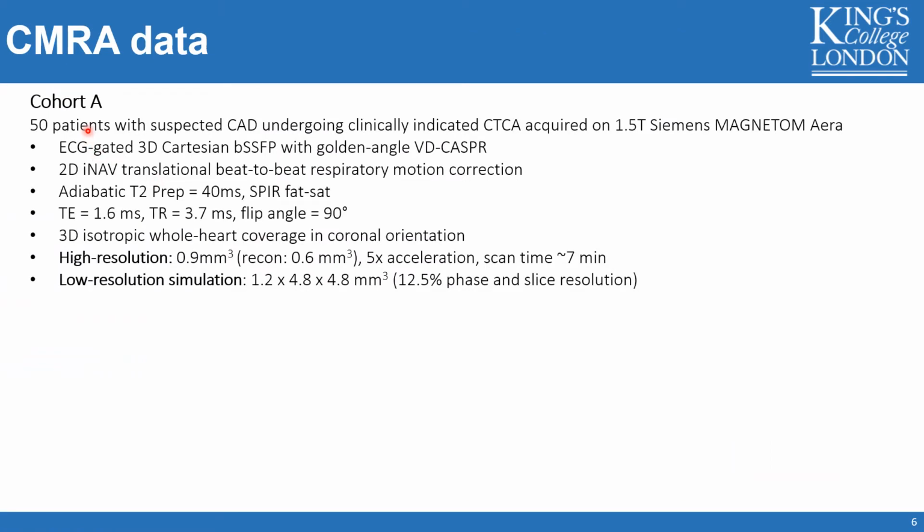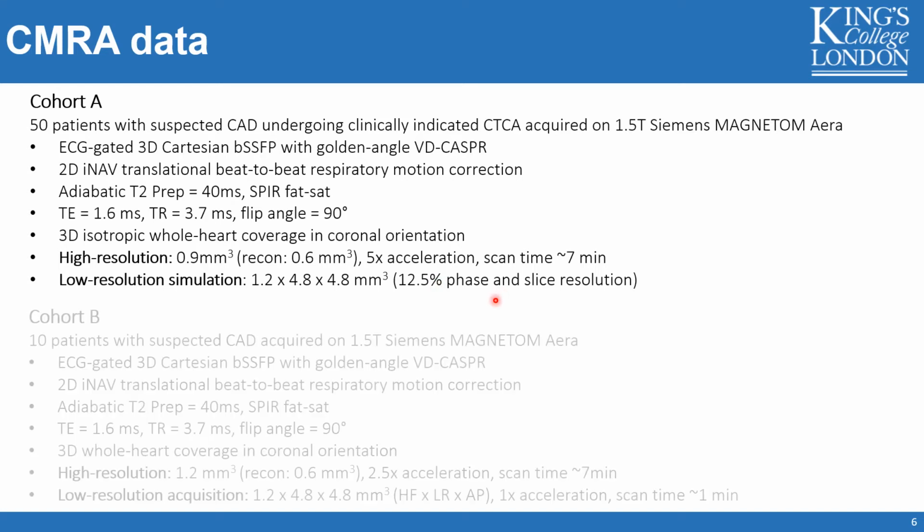We acquired CMRA data in 50 patients with suspected CAD on a 1.5 T MRI with our proposed CMRA acquisition, yielding a 3D isotropic whole heart coverage for a high resolution acquisition of 0.9 millimeter, which got reconstructed to 0.6 millimeter, acquired in a scan time of around 7 minutes. As previously mentioned, we simulated a low resolution input for training by a 12.5% phase and slice resolution downsampling.